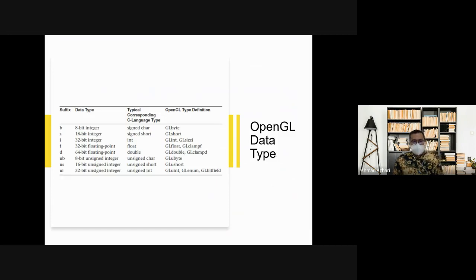In OpenGL types, you can find GLbyte, with the data type 8-bit integer. GLshort is a 16-bit integer. GLint, a 32-bit integer. GLfloat, you can find the 32-bit floating point. GLdouble, 64-bit floating point. GLubyte is an 8-bit unsigned integer. GLushort is unsigned; U means unsigned, a 16-bit unsigned integer, and GLuint is a 32-bit unsigned integer.